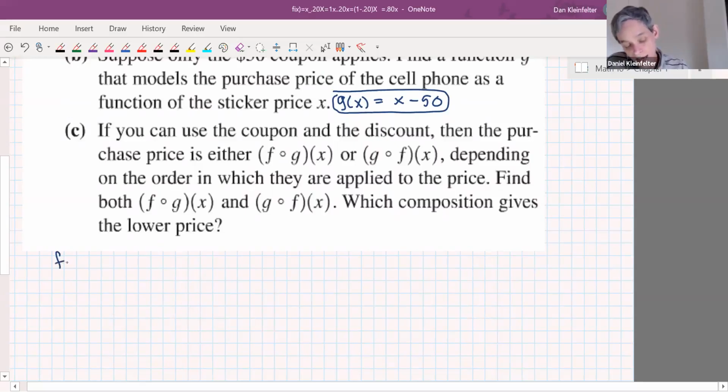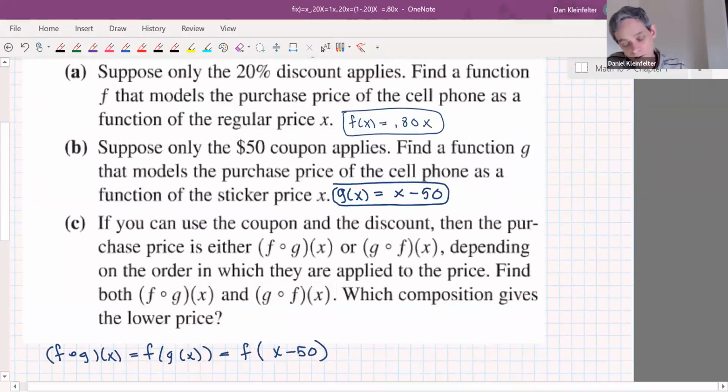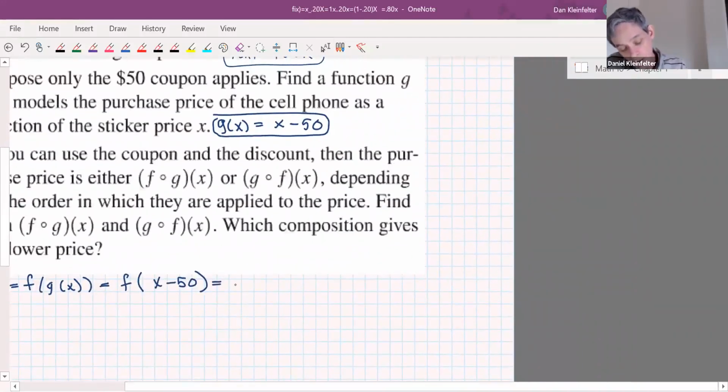So let's first find f circle g of x. This will be f of g of x. Here we're taking our function f and we're putting in g, x minus 50. f was 0.80x. So 0.80 times the input, x minus 50. And then let's go ahead and distribute to remove the parentheses. So that will give you 0.80x, and then 0.8 times 50 will give you 40. Okay.